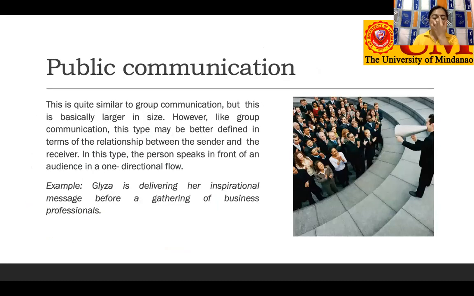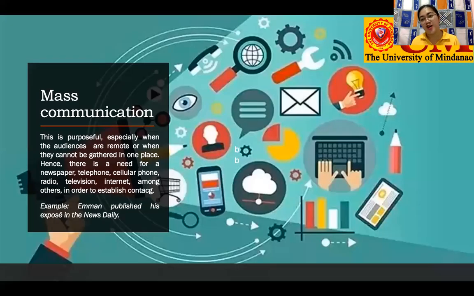And lastly, there is mass communication. As we all know, when we say mass communication, it is mediated mostly by technology. However, it could also be through newspapers. Why? Because people could not really gather in one place and listen to what the speaker says. So that is mass communication. So there is a mediation of technology.